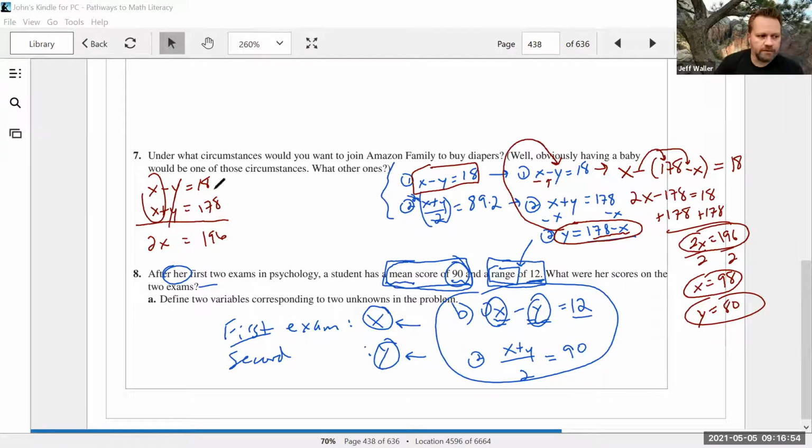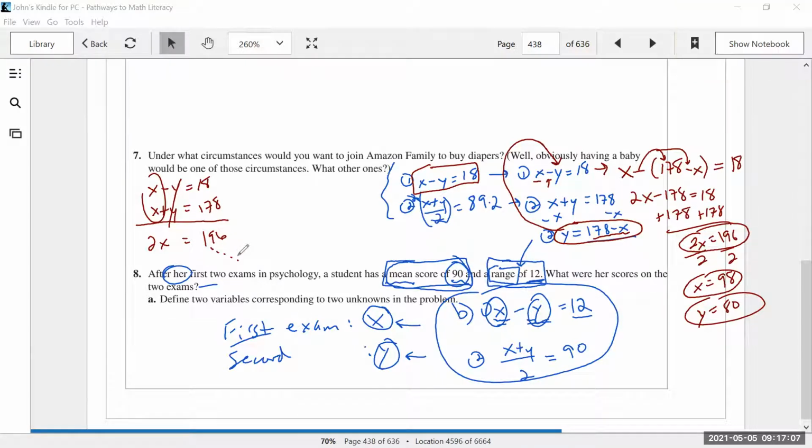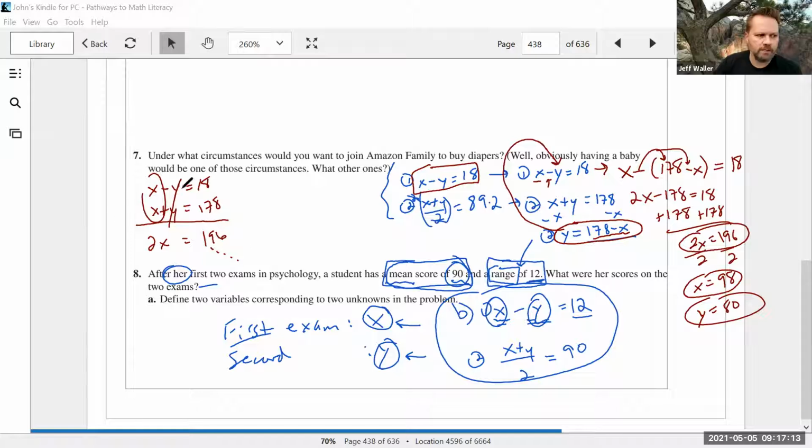Has anyone ever seen that before? I know Tristan has. Anybody else ever seen this elimination method? You know, then I can solve this and plug it back in. No? Okay. And I don't want to spend a lot of time on this, but real quick, why should it be legal to add two equations together?